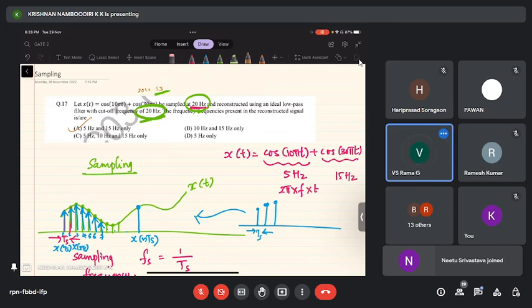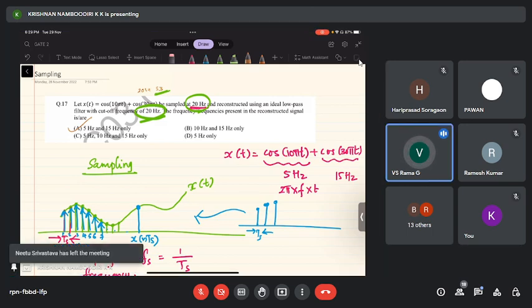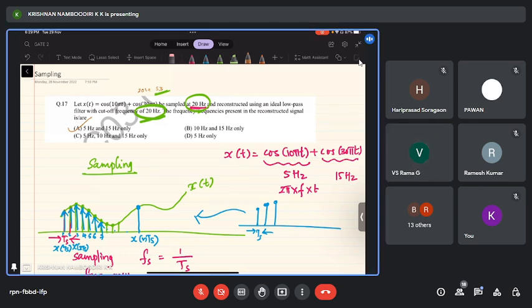Excuse me, sir. Yeah, go ahead. Right here, sir, I have a small doubt. Yeah, sure. If the low pass filter has a frequency which is not 20, for example, if it's some 100 or so, then we'll have to take into account 2fs, which is 40 hertz, and then 40 minus 15 and 40 minus 5. We should consider all that, sir. Yeah, exactly. 40, 60, 80, 100. Up to 100 you have to consider everything.